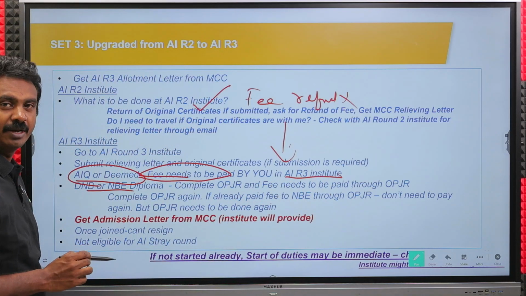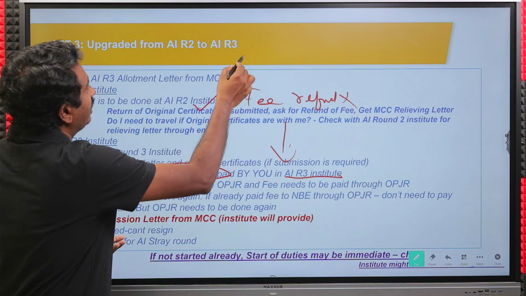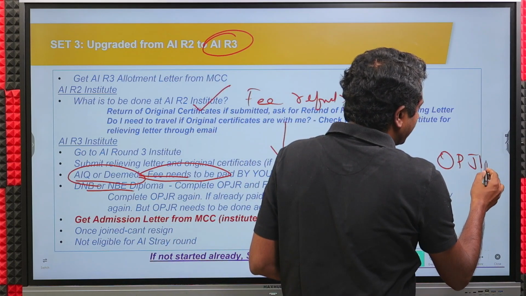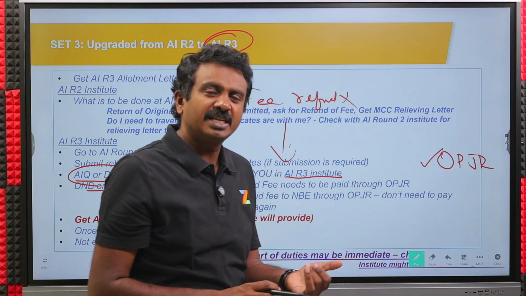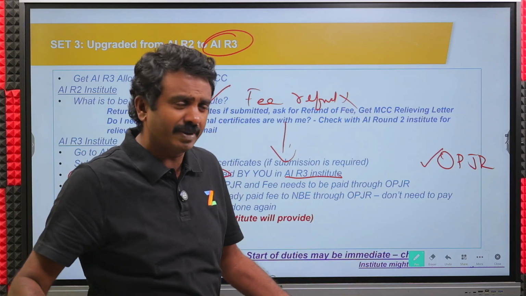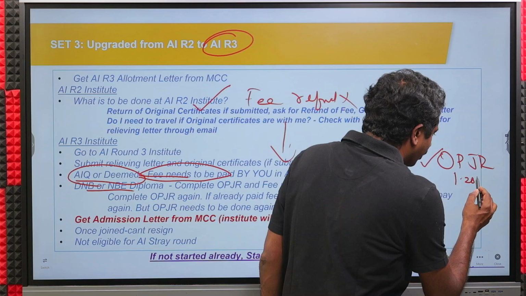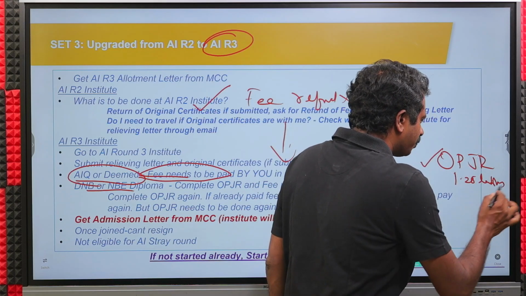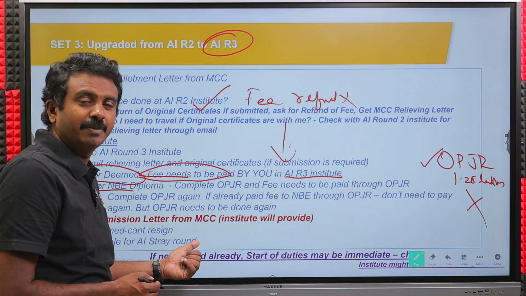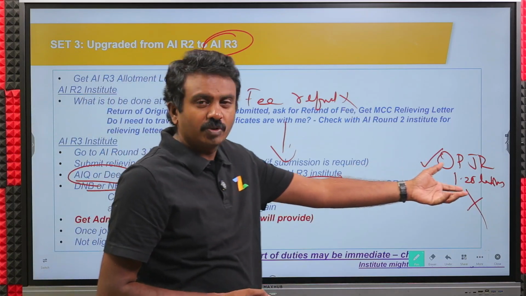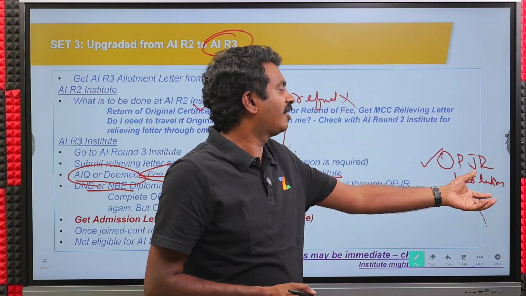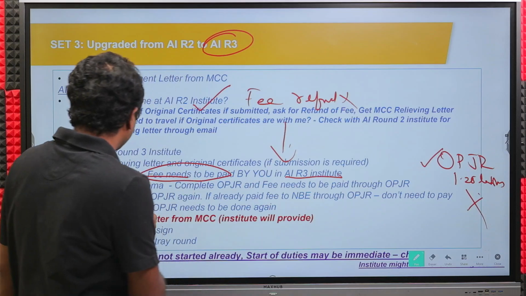And if it is a DNB or NBE diploma, let us say your round 3 seat is a DNB or NBE diploma. If you have already paid the fee through OPJR once, whether you resigned that seat, were allotted and did not join, free exit, security deposit, or all these, does not matter. You have already paid 1.25 lakhs through OPJR. Once paid, you don't need to pay again if you are joining a DNB or NBE diploma institute. Already paid in round 1, round 2, does not matter. Whenever you have paid, if 1.25 lakhs is paid in OPJR, just that fee receipt is enough.